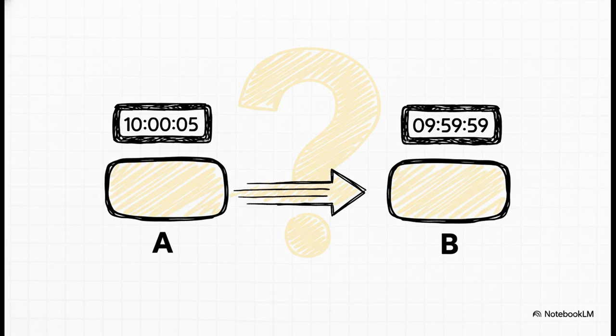And here's what that actually looks like. So imagine one computer, we'll call it node A, shoots off a message at 5 seconds past 10 o'clock. But the computer on the other end, node B, gets that same message and its clock says it arrived at 1 second before 10 o'clock. How's that possible? No, it's not time travel, I promise. It all comes down to the fact that each of these machines has its own watch, and, well, their watches are telling slightly different time.